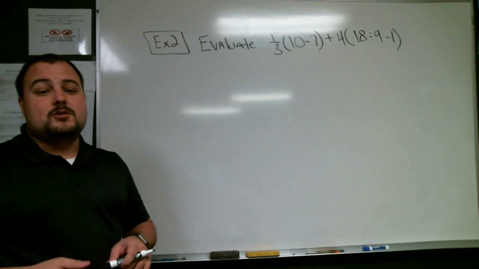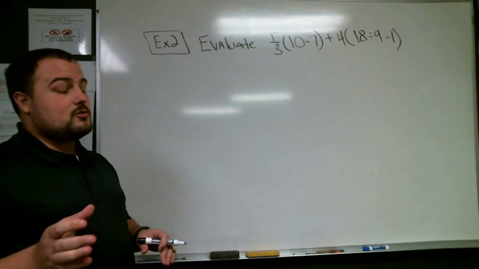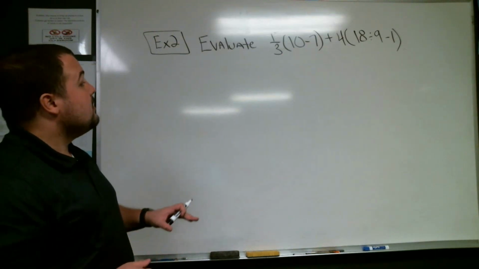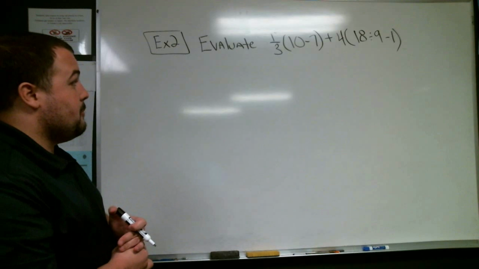So here we have example 2. Make sure you copy down this question. In this question, we're still going to solve this problem, but I still want you to name the property as you solve the problem. So what we're going to do is solve it, and we're still going to follow the same rules that we did in the previous example.